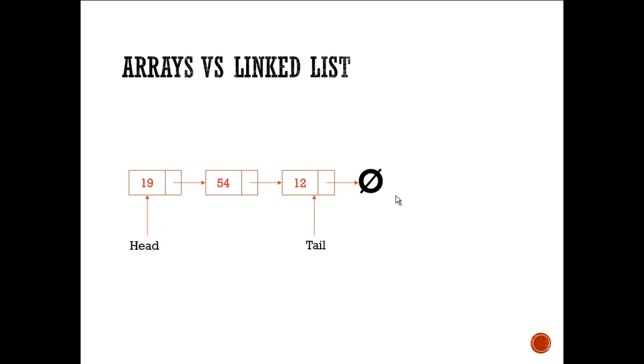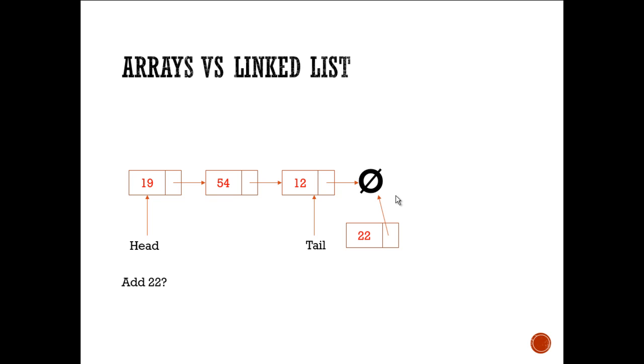Now, let's see how we can do this using a linked list. So we have the same 3 elements, 19, 54, and 12. And let's try adding 22 to this linked list. So the first thing we have to do is create a node with the data 22. So we did that. Now what do we do after that? Well, since this is going to be at the end of the linked list, 22's next pointer will essentially point at null.